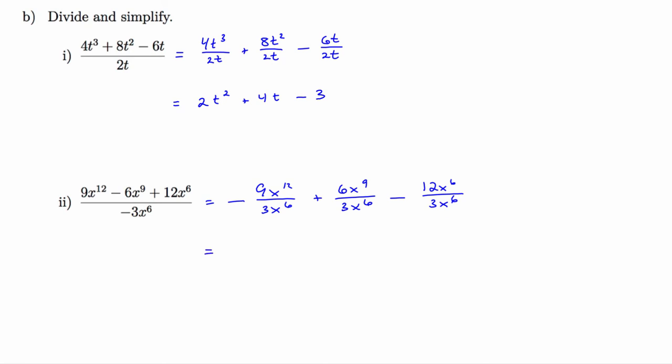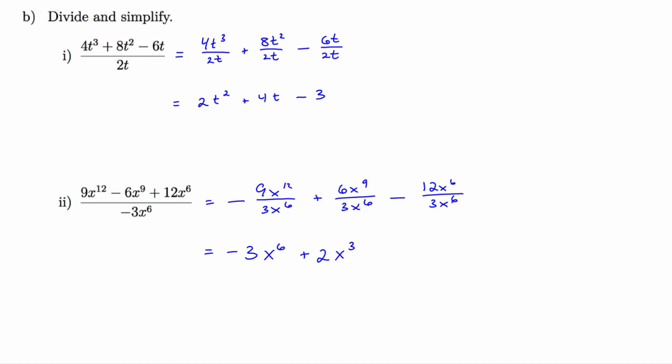In the first term, we know it's a negative. We have 9x to the 12th divided by 3x to the 6th. 9 divided by 3 is 3. X to the 12th divided by x to the 6th is x to the 6th. For the second term, we know it's addition. We have 6x to the 9th over 3x to the 6th. 6 divided by 3 is 2. X to the 9th divided by x to the 6th is x to the 3rd.